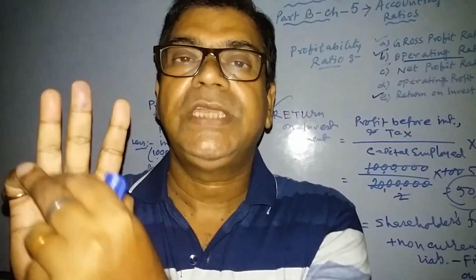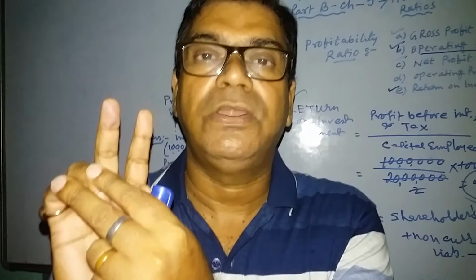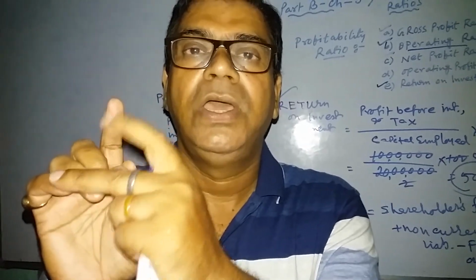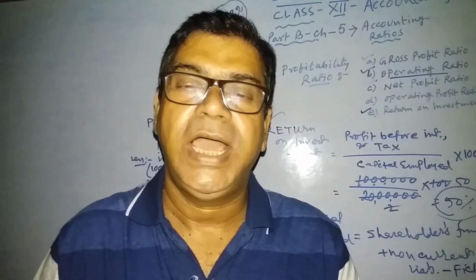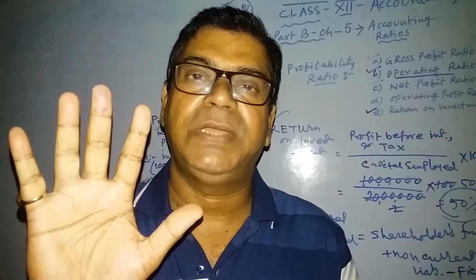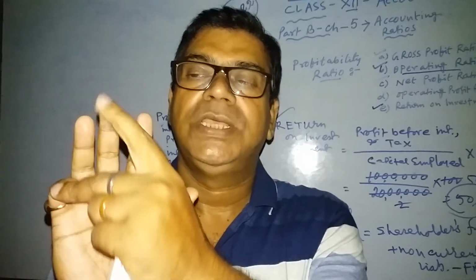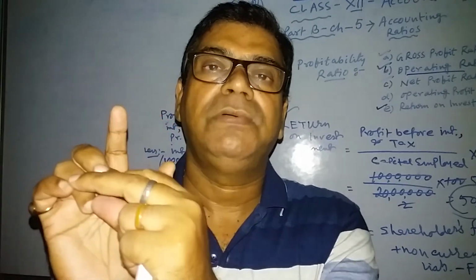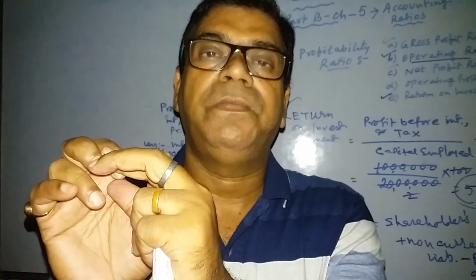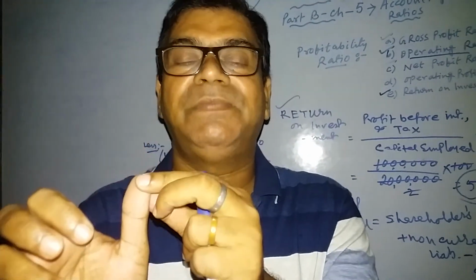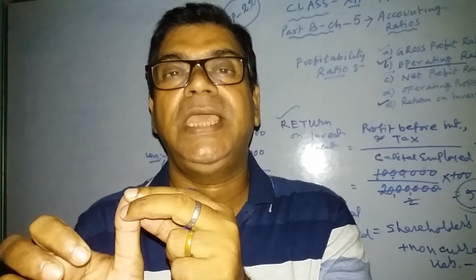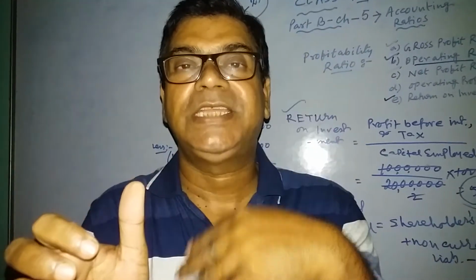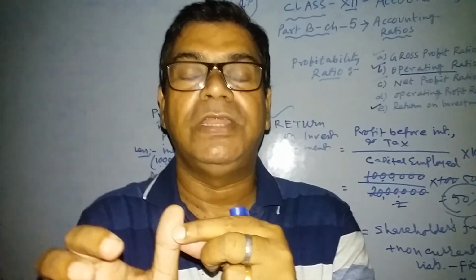Under that also the 4 types of ratios we have done: inventory turnover ratio, trade receivables turnover ratio, trade payables turnover ratio, working capital turnover ratio. After that, profitability ratio, under which 5 types of sums we have done. First one, gross profit ratio; second one, operating ratio; third one, net profit ratio; fourth one, operating profit ratio; and the last but not least, that is also the target of every company, to get the information regarding the return on investment. So return on investment.